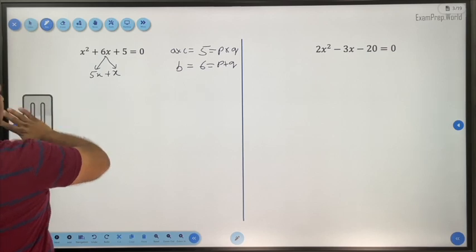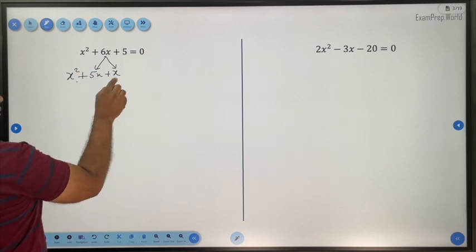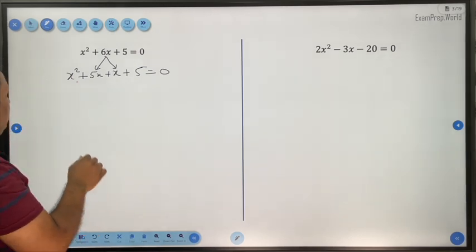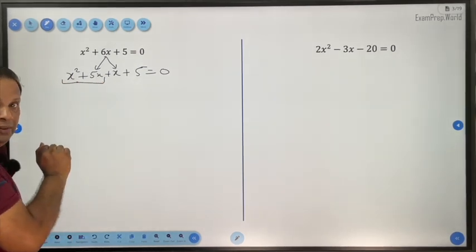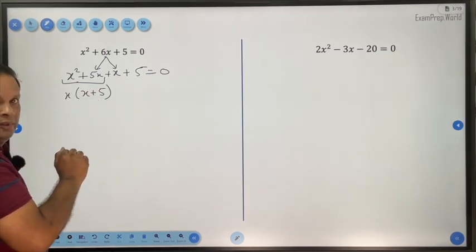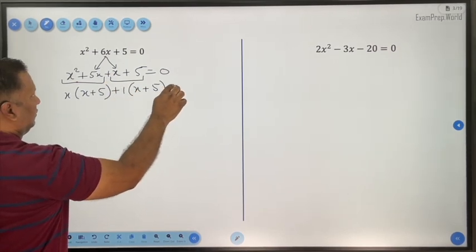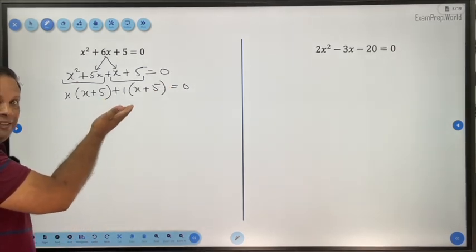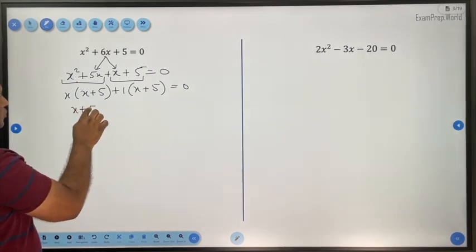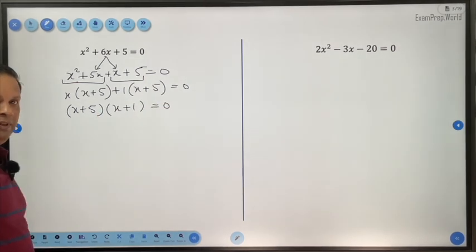Now, once we have split the middle term, our job is very easy. So we can write the whole expression here. Now we can take something common from the first two terms. What is common? x into x plus 5. Now, what is common here? Nothing is common, so I will just write 1 into x plus 5. Now, look at this. x plus 5 is in both places. I can take x plus 5 common. So I will write x plus 5 times x plus 1 equal to 0. And we have got our factors.